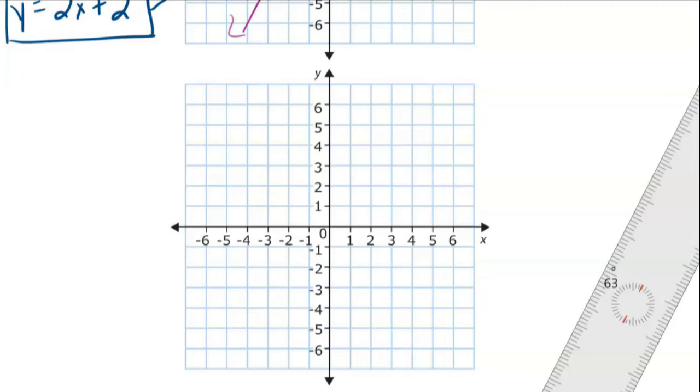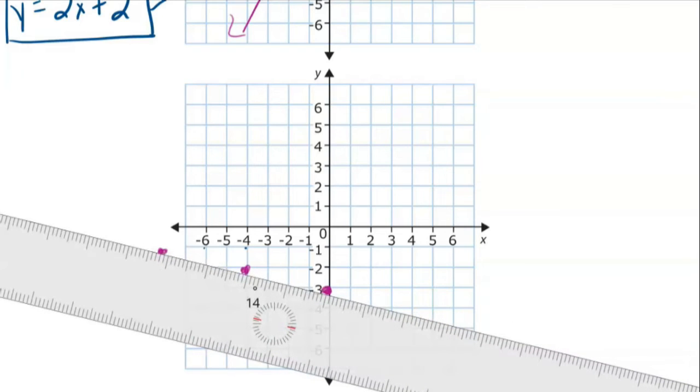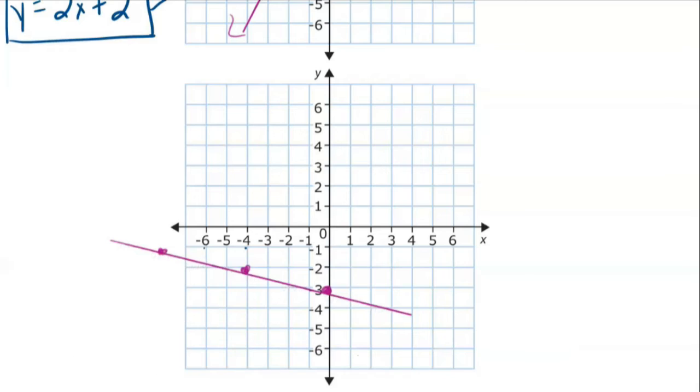So let's go ahead and do another one. And what happens if I have something like this? And I'm going to go ahead and use my ruler. If you guys have a straight edge, you should totally practice using it. Okay, so now we need to identify our slope and our y-intercept. The y-intercept is always the easiest because you just simply look where this function is crossing the y. And for us, it's -3.